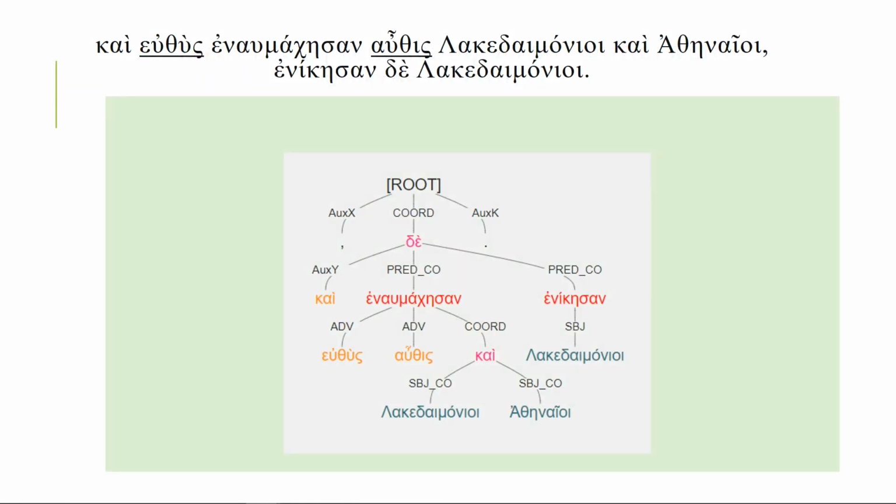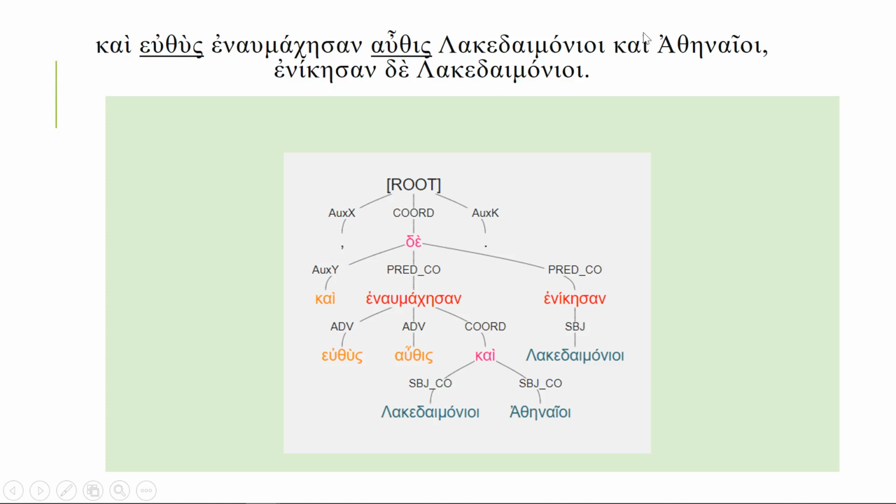Kai euthus, and now machesan, authis, lacedaemonioi kai athenaioi, and nikesan de lacedaemonioi. This is a sentence right out of the very beginning of Xenophon. And what does it say? Well, we know the verb. We've seen this a few times, even though it's not on your list. Mache means battle or fight. Now is from sea. So they fought a sea battle in the Arist.